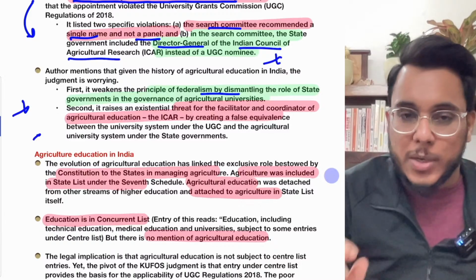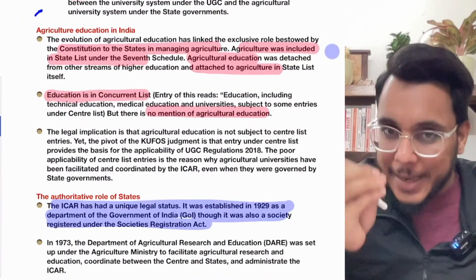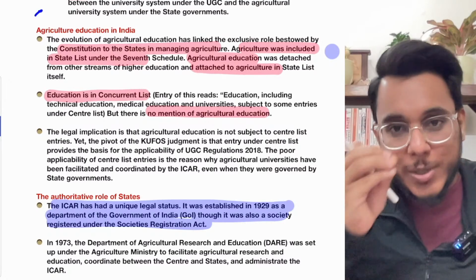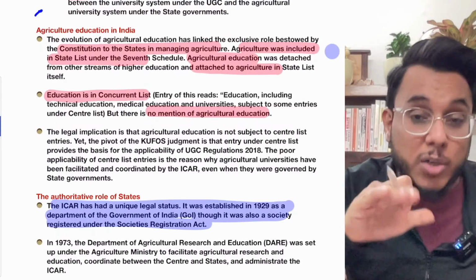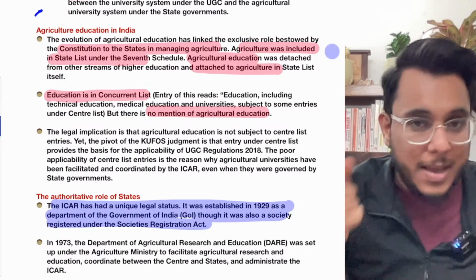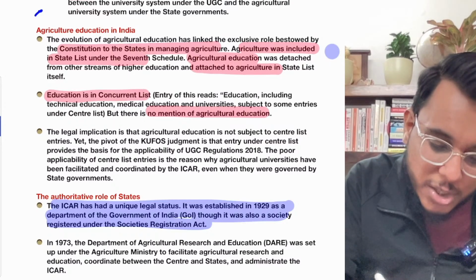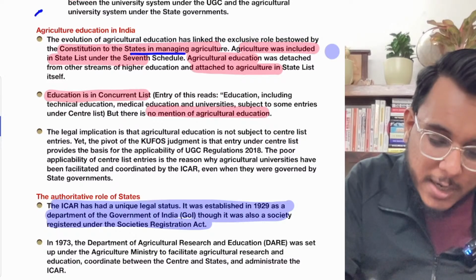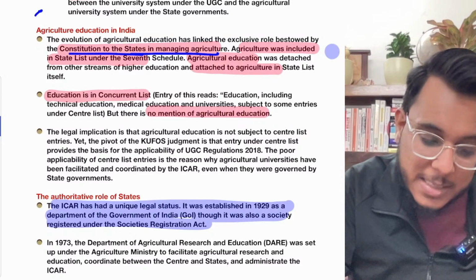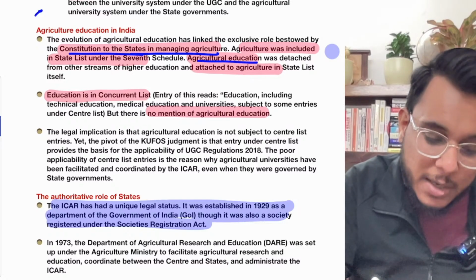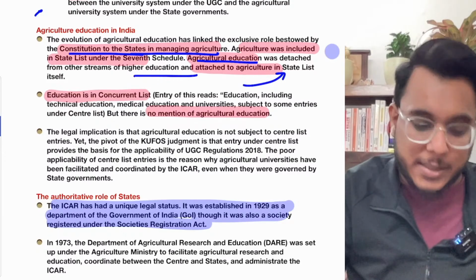Now, understand this particular thing. When we talk about the Seventh Schedule, in the Seventh Schedule we have the State List, Union List, and Concurrent List. The State List has those subjects on which the state will make the law. And in the State List of the Seventh Schedule, agriculture has been mentioned as a state subject. Moreover, agricultural education is detached from higher education, and it is also part of the State List.